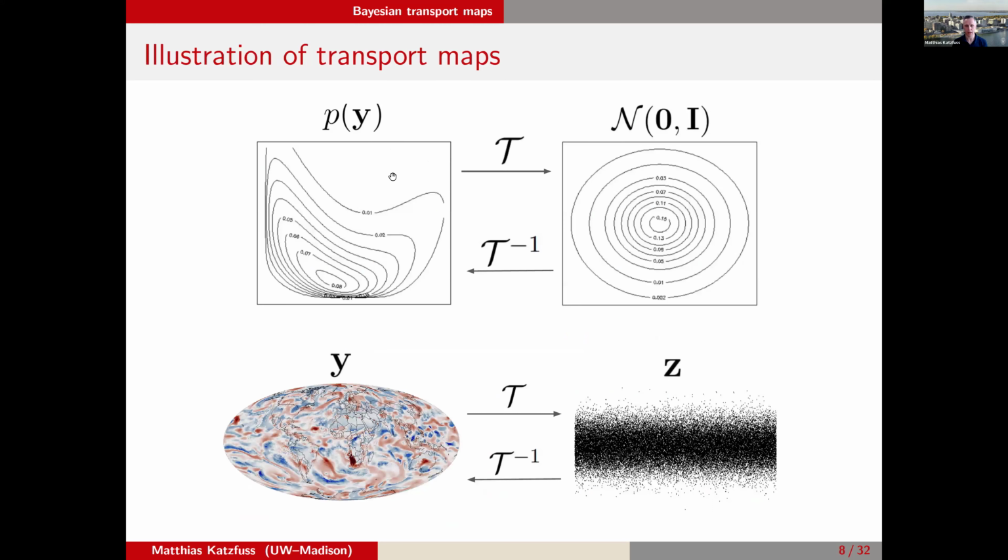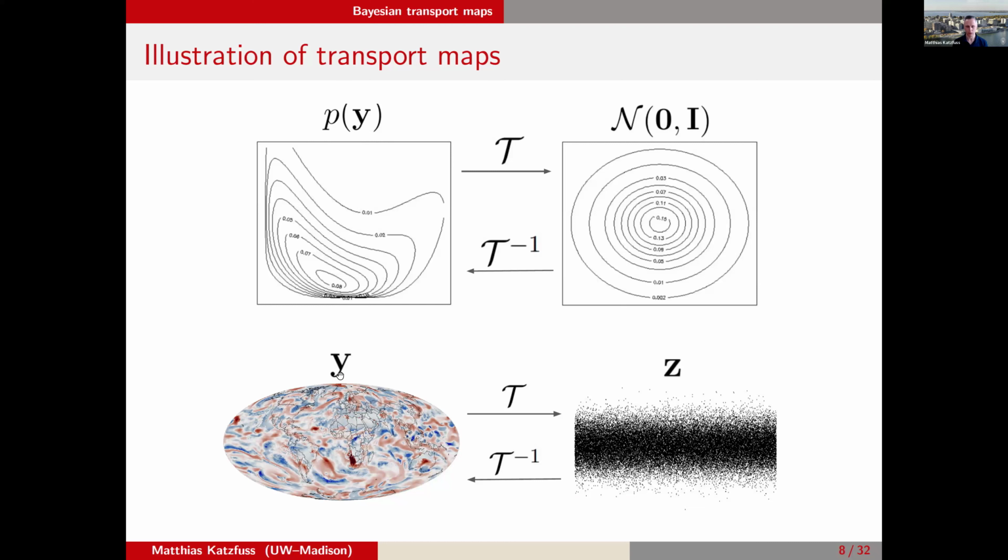Here's an illustration of that. I just made up some bivariate distribution here. You see the contours, so this is very clearly non-Gaussian. That could be, for example, our P of y. And then we might learn a transport map that essentially maps this complicated distribution to a standard normal. And the inverse of this map would take us from the standard normal distribution to this distribution of interest, this target distribution P of y.